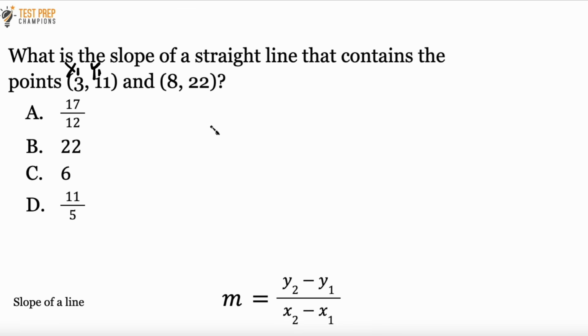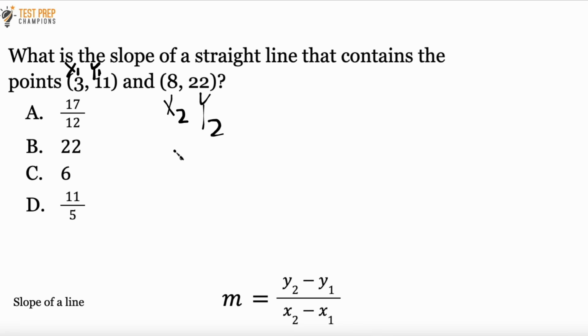So now I come over here to (8, 22). So I'm going to call this 8 x2 because the first number in a pair is always an x. And I've already called 3 x1. So I'm going to call the 8 here x2. Now this 22 here is going to be a y because the second number in the pair is always a y. So I'm going to call it y2 because I've already called 11 y1.